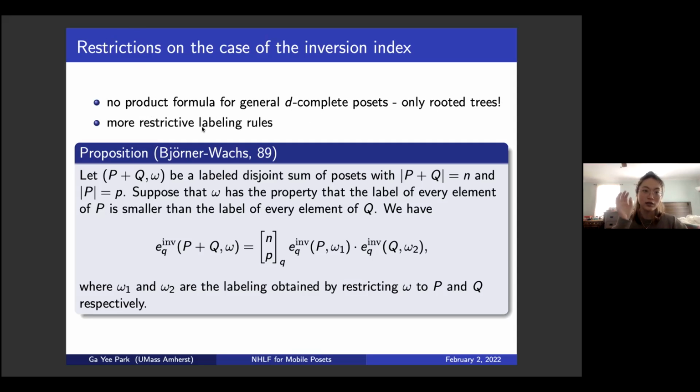On the slides where I was talking about the proof, I mentioned the proposition given by Stanley to count the number of linear extensions of two disjoint posets. There's one for inversion index as well, but then again, inversion index is very annoying and needs a very particular condition. One of the conditions is this labeling condition, where the label of every element in P has to be smaller than the label of every element in Q. So this condition also has to hold for me to use this property to prove my formula. I have to make sure that my mobile posets are labeled in this particular way.